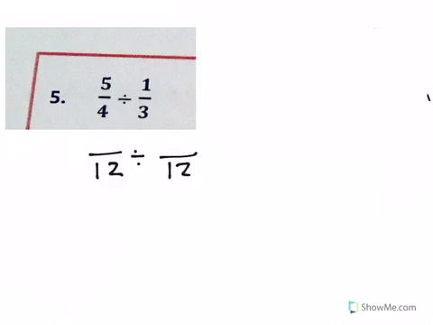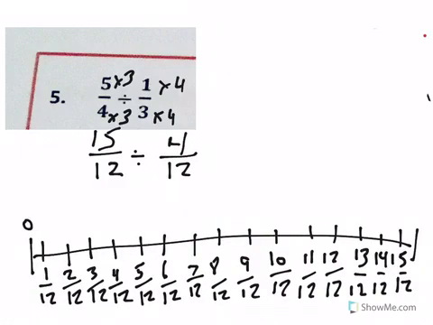All right, so 4 times 3 and 3 times 4 is going to get me to 12. I got to do the same thing up top. 5 times 3 is 15. 1 times 4 is 4. So I end up with, now I have the same denominator, 15/12 divided by 4/12. And so what I'm going to do right now is I'm going to create a model. I'm going to pause the video so I can create that because that'll take a minute. So the next thing you'll see is that model popping up. All right, I'm going to unpause here.